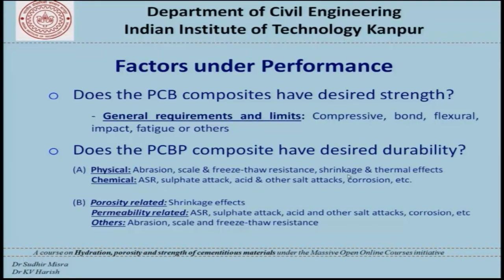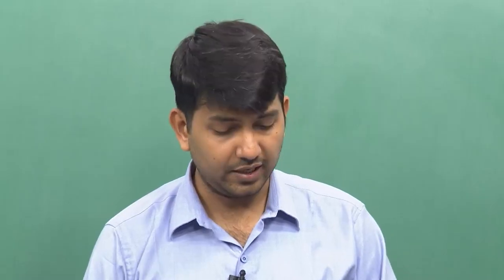At the same time, you may also want concrete to resist shrinkage or thermal effects, and all these things come under physical. Now moving on to chemical, you may either have alkali silica reaction distress, sulfate attack, acid and other salt attacks, corrosion, etc. So you have many factors that come under durability, and depending upon the environmental condition and the situation, we may have to choose one of these factors. Remember that in some cases two or three factors could also come together.